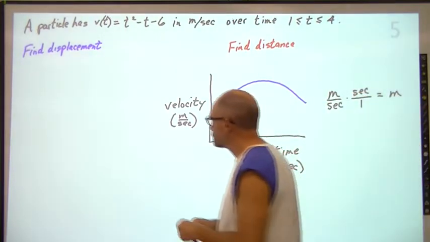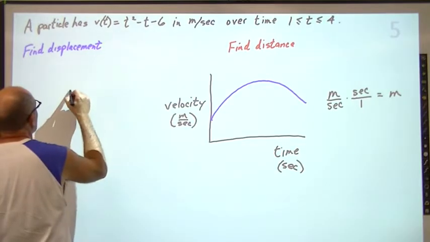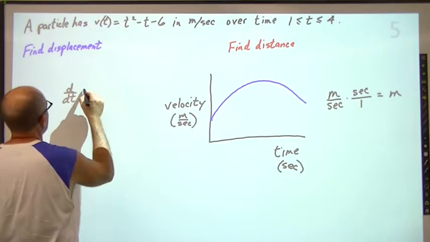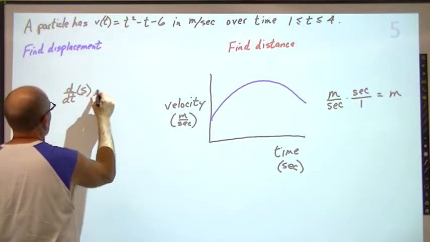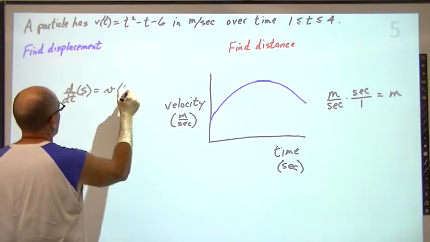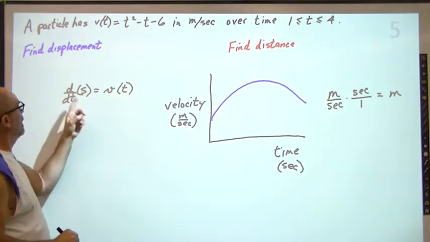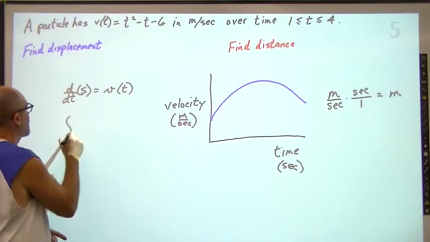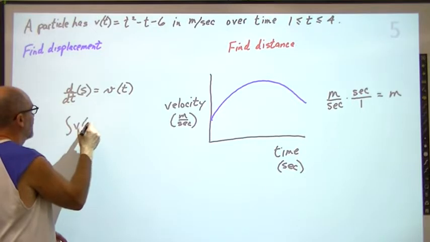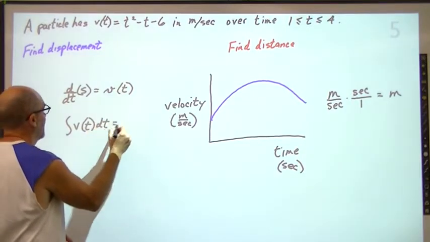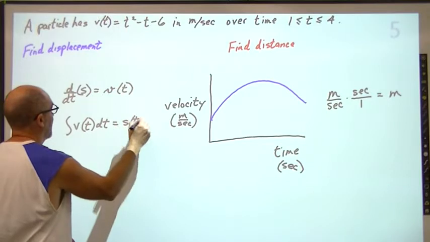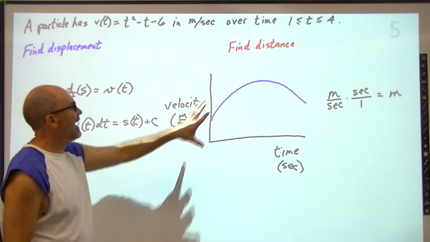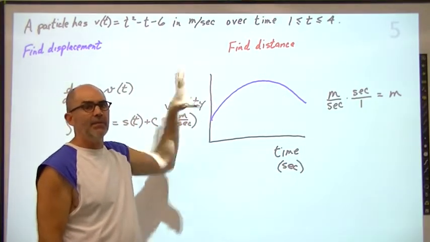See, because the derivative of displacement is velocity, that means the integral of velocity is displacement. Integral of velocity is displacement. The area under the velocity curve is the displacement.